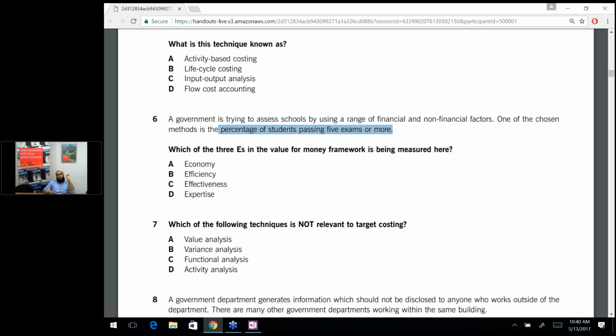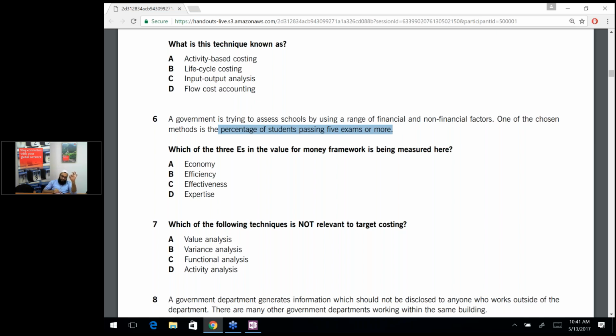What is efficiency? Efficiency is an input to output measure, which says that from the given input, the output should be maximum. What is effectiveness? Whatever the output is, the output should be achieving the objective.